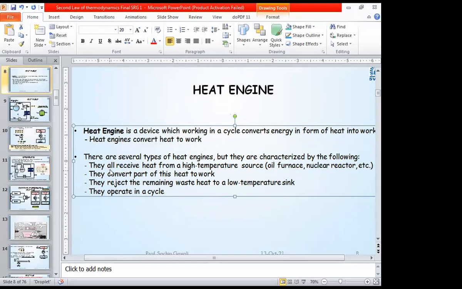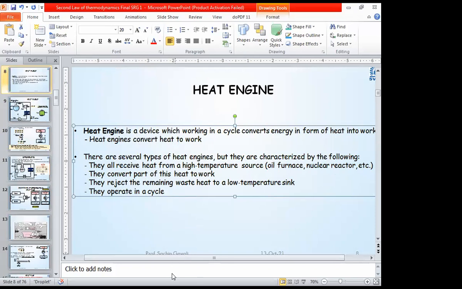So they receive heat from a high temperature source. Oil, nuclear reactors, nuclear reactions are there, nuclear thermal power plants, where the energy is in the form of heat from nuclear reactors. Then they convert part of the heat into work, and some amount of it is rejected. They operate in a cycle, so it is a cyclic operating device.